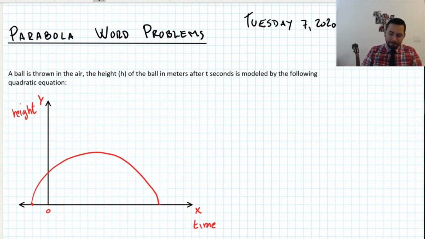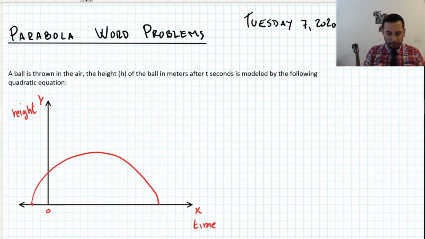So again, most of the time, this is what it would look like. I will have a downwards parabola, my y-axis will be height, my x-axis will be time. So if I throw a ball up in the air, there's a few questions that I naturally want to ask. So my first question, if I throw something up, is, well, how high did it go?